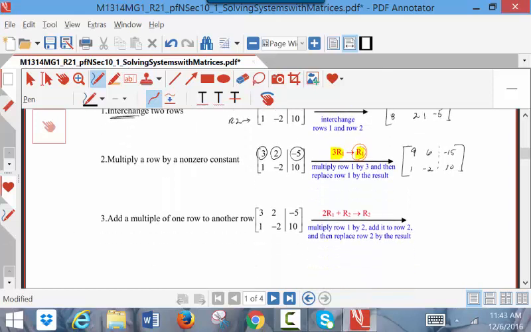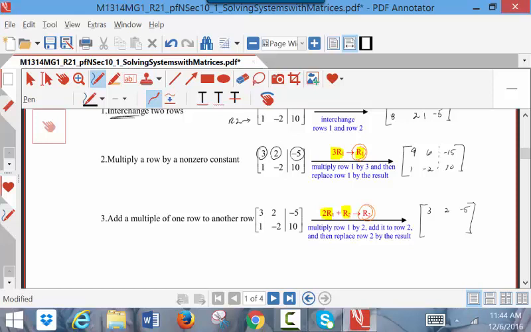Okay, next example. Add a multiple of one row to another row. What they're asking me to do in this example is take 2 times all the elements of row 1, take those numbers and add them to the numbers in row 2, and after you've done that, those results will be the new row 2. So row 2 is changing, not row 1. Row 1 remains the same. It's only row 2 whose numbers will ultimately be different.